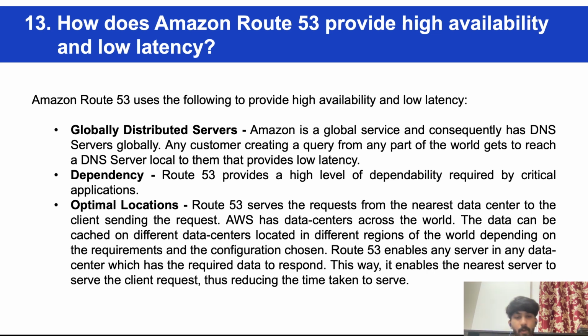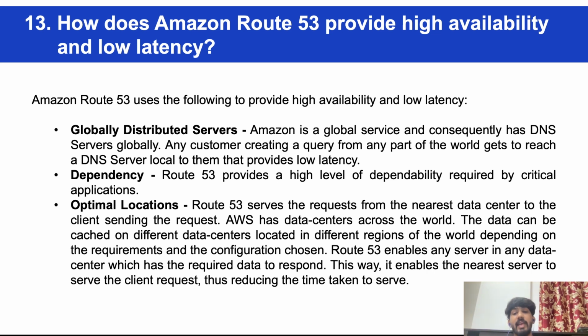And finally, optimal locations. So Route 53 serves the request from the nearest data center to the client sending the request. Whenever a client sends a request, let's say my main customer base is in India, and there's a customer from, let's say, Ethiopia sending a request, they'll be taken to the nearest data center to them, so that it's much faster for them to get the website shown in their browser, right? So AWS data centers are across the world.